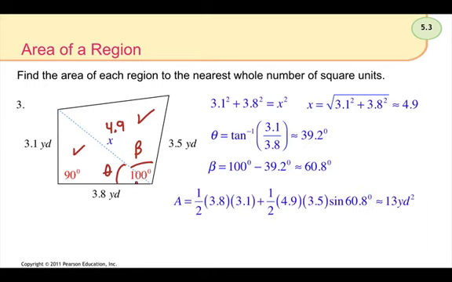This is the base times the height. That's the first triangle. Then this is using the information on this triangle here, which is the side, 4.9, which we found, the included angle, which is 60.8, which we found over here, and then the other side, 3.5. I add these two areas, and this is what I get, 13 square yards. Let's go to the next slide.